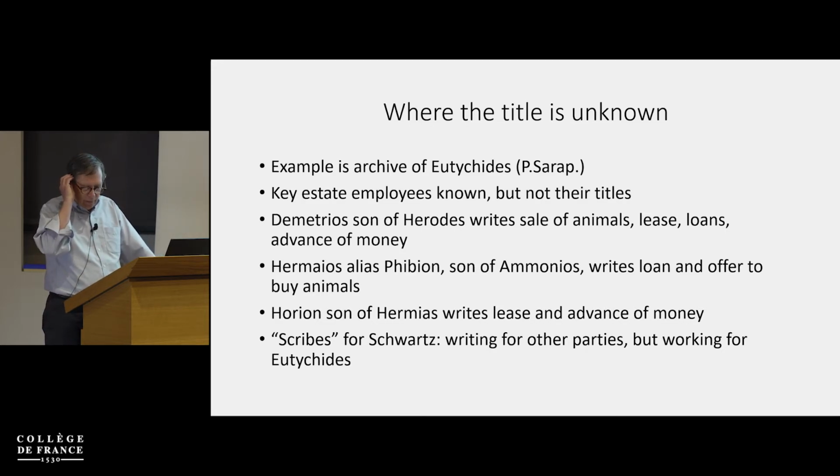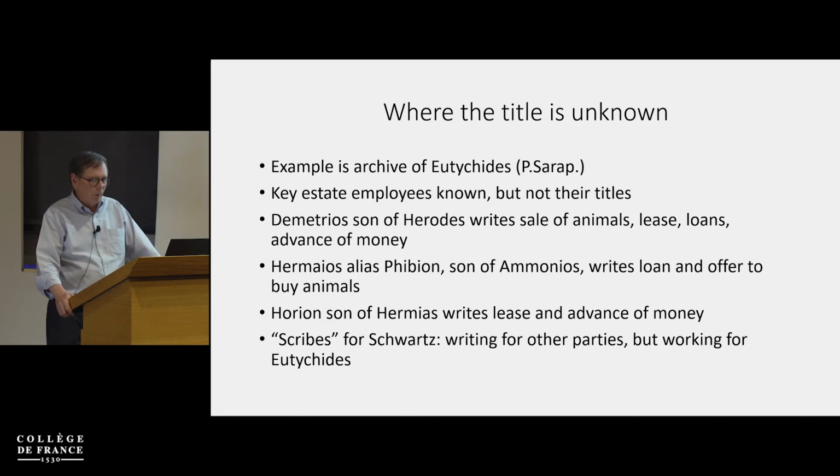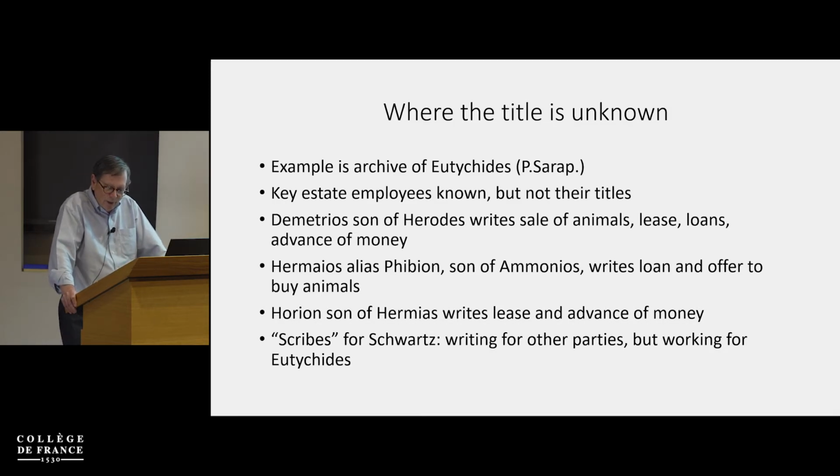In these documents, they are nominally writing on behalf of the other parties entering into agreements with their employer Eutychides or another member of his family. That is, they theoretically write for the borrowers, the lessees, and the purchasers. But in reality, they're working for Eutychides. In the case of P. Serapion 12, the purchaser was in fact capable of writing, but it was Hermaios alias Phoebion who wrote for him.